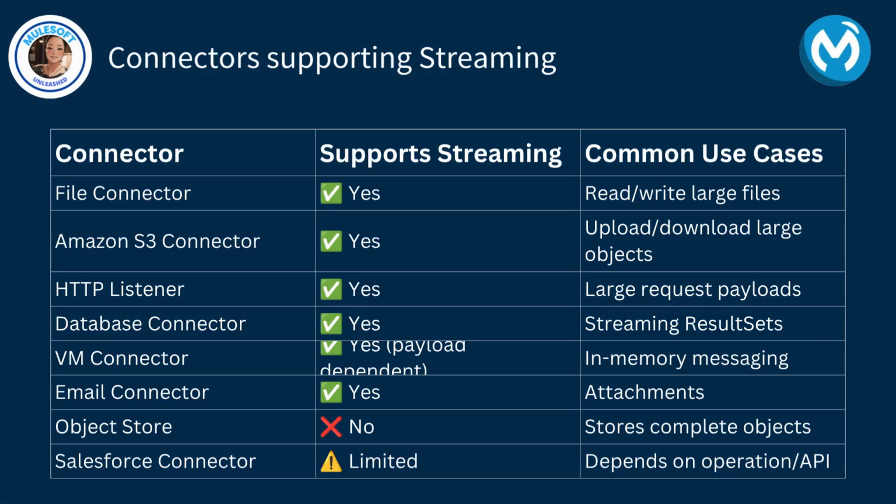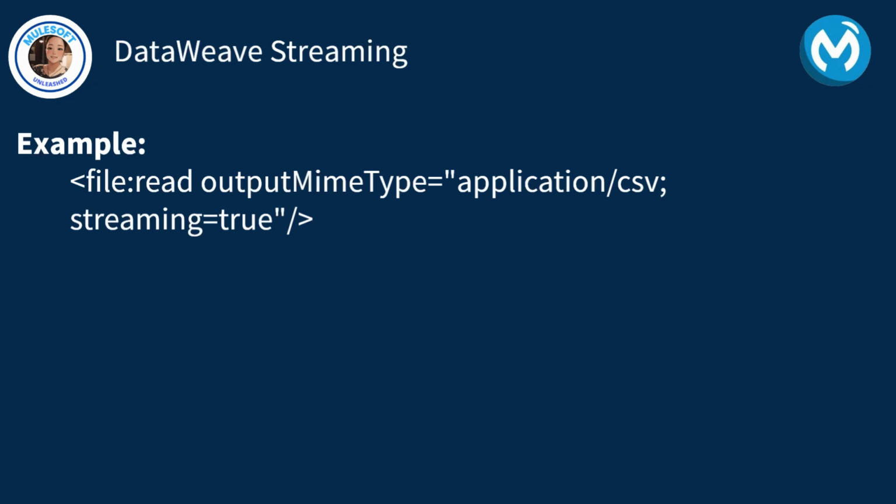Whenever you're processing large datasets, check whether your connector and format support streaming. In many connectors, enabling streaming is as simple as adding the streaming property. Some readers and writers even stream automatically depending on the payload type. I'll cover each of these options along with connector-specific streaming configurations in a dedicated deep dive video.